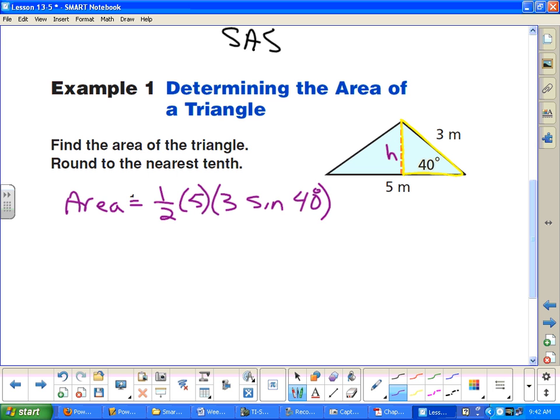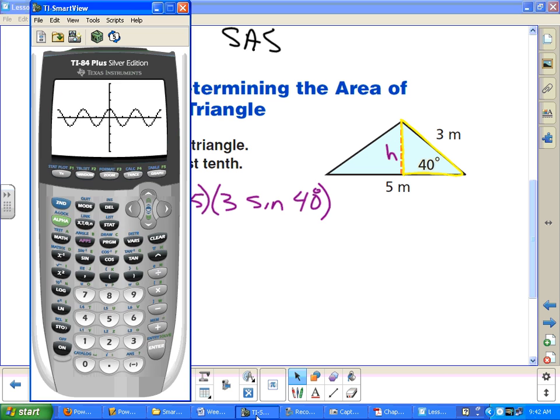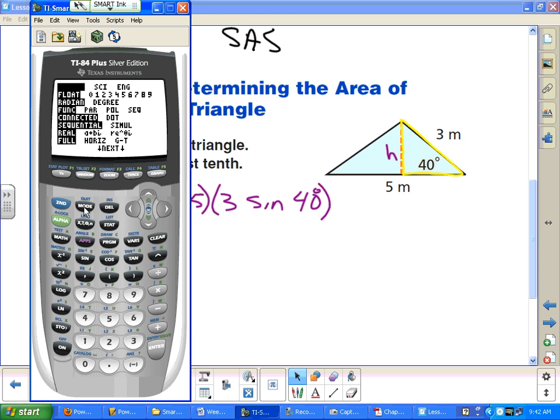And then all I have to do is type that right in my calculator. I make sure my calculator is, first of all, in degrees, right? Because it says 40 degrees. And then just do 0.5 times 5 times 3 sine of 40. And we get 4.82 what?